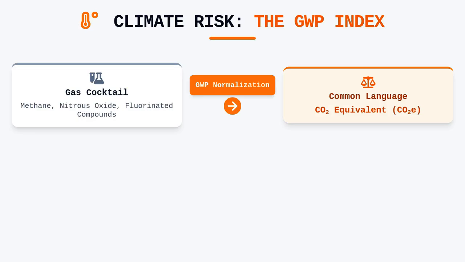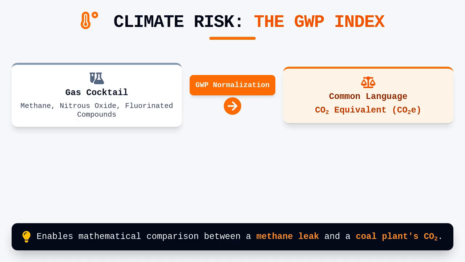Global warming potential, or GWP, serves as an index that allows us to normalize these gases into a single unit, known as carbon dioxide equivalent. This metric is essentially a measure of the cumulative radiative forcing, or heat trapping effect, that a given mass of a gas exerts over a specific time horizon compared to carbon dioxide. Without this normalization, comparing the relative climate impact of a fugitive methane leak to the CO2 emitted from a coal-fired power plant would be mathematically impossible.